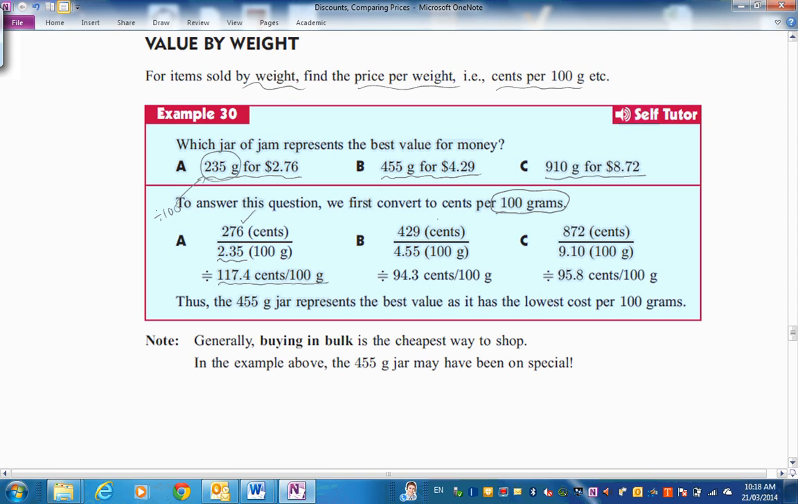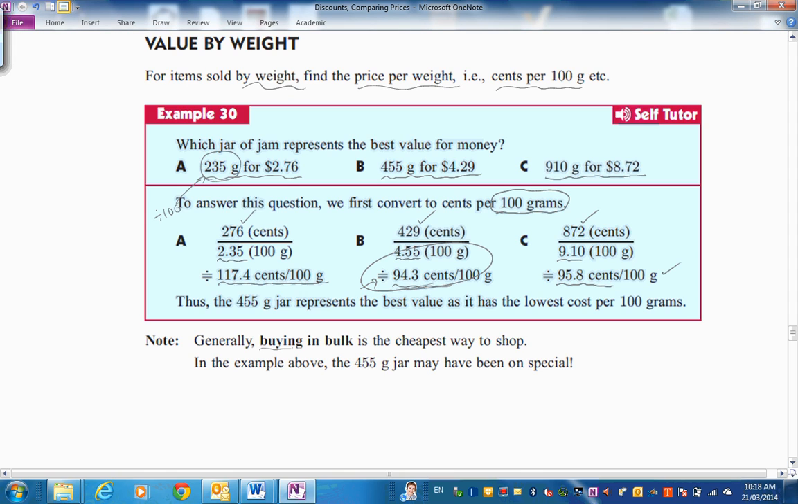Next one, you're paying 429 cents or $4.29, but for 455 grams, which is 4.55 lots of 100. Just divide 455 by 100. So what is that per gram? It's about 94.3 cents. This sign here means approximately. What about the last one? $8.72, 872 cents, dividing by 9.10, that's how many hundreds you are. That's 95.8 cents for 100 grams. So the best one is this one here, work on per 100 grams.